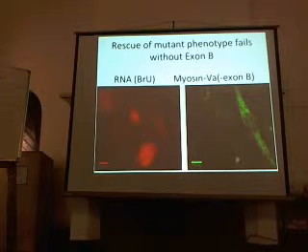Then when we used a construct that lacked this brain-specific exon V and would not interact with this LCA, which has also been implicated in some RNA transport, they did not rescue the phenotype. So here you see the BRU. You've got heavy labeling of the nucleus, and the transfection didn't help it.